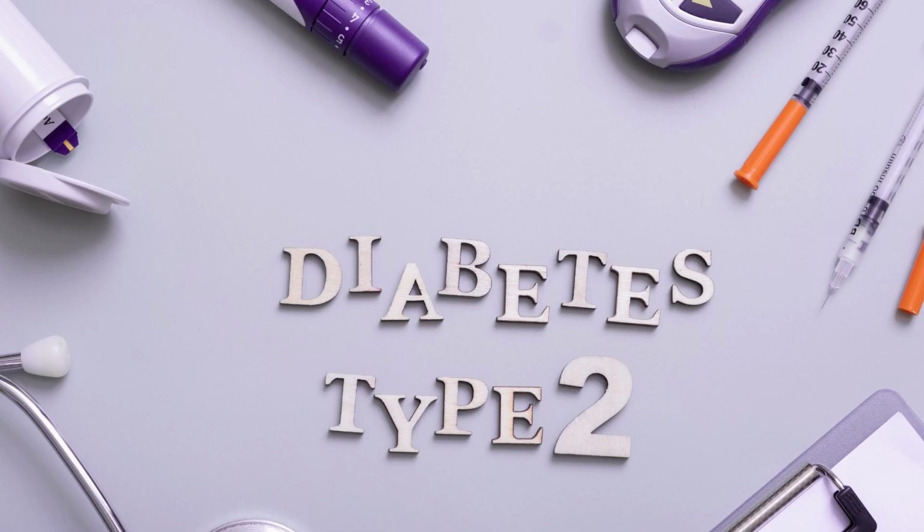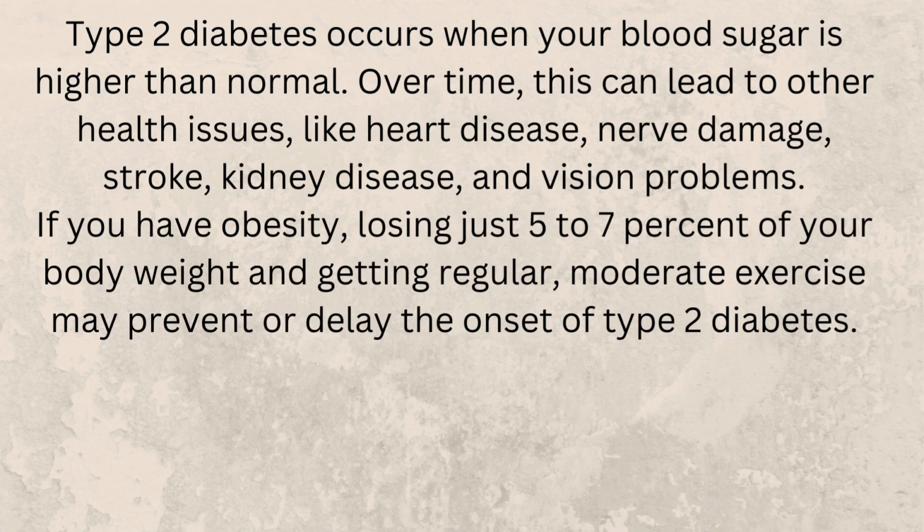Type 2 diabetes. Type 2 diabetes occurs when your blood sugar is higher than normal. Over time, this can lead to other health issues, like heart disease, nerve damage, stroke, kidney disease, and vision problems. If you have obesity, losing just 5 to 7% of your body weight and getting regular, moderate exercise may prevent or delay the onset of type 2 diabetes.